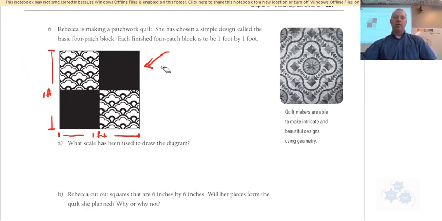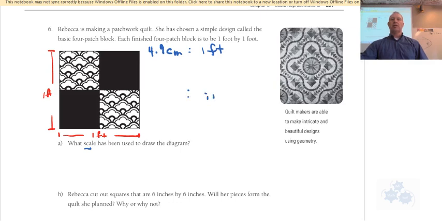So let's keep going here. 4.9 centimeters. 4.9 centimeters relates to 1 foot, right? That's the relationship there. But if we're talking about what scale, we need to get these both in the same units, and we need to have a 1 to something or a something to 1. So 4.9 centimeters. Let's change both of these to inches.